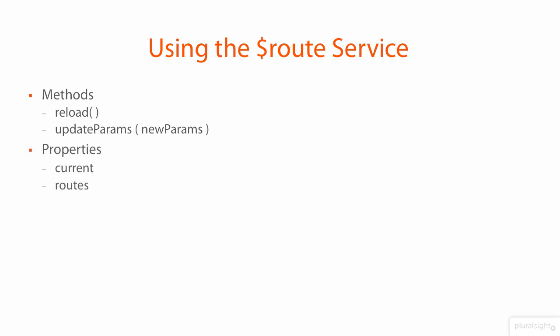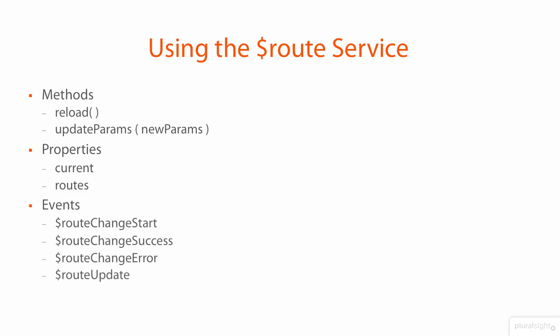The route service also has two properties. The current property gives you a reference to the current route definition and allows you to examine the controller for the route, scope, and other variables used when creating the route's controller. The routes property is an object containing all of the route definitions for your application. You can use it to see all of the routes you've configured on the route provider.